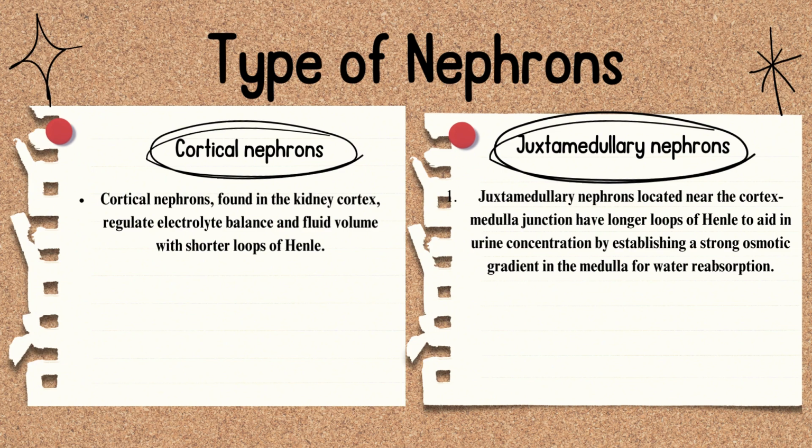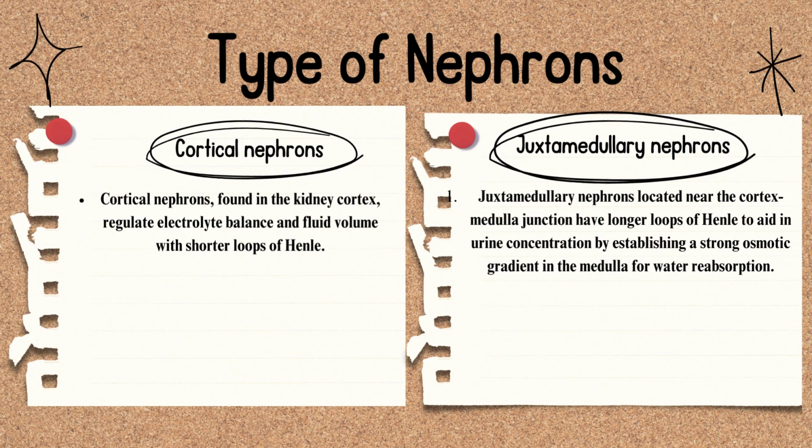The cortical nephrons are like the guardians of electrolyte balance, blood pressure, and waste filtration. They have a shorter loop of Henle and their glomeruli are positioned closer to the kidney surface. By reabsorbing water and essential nutrients back into the bloodstream and secreting waste products into the urine, they play a crucial role in producing urine with a moderate concentration.